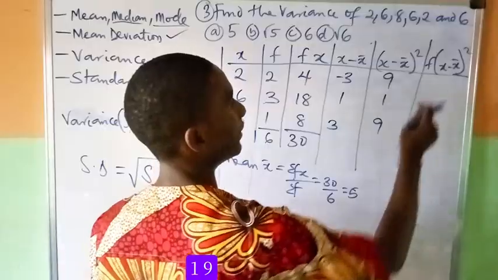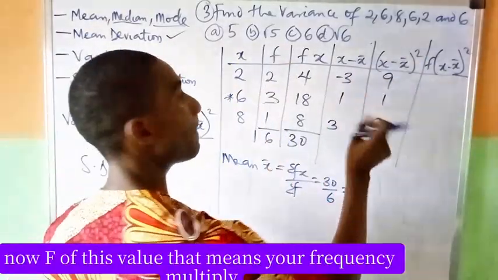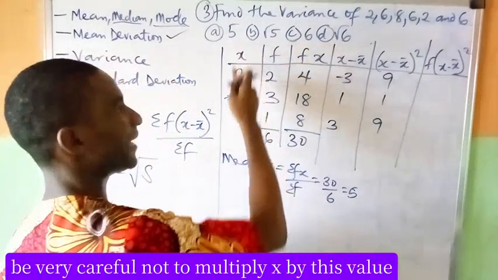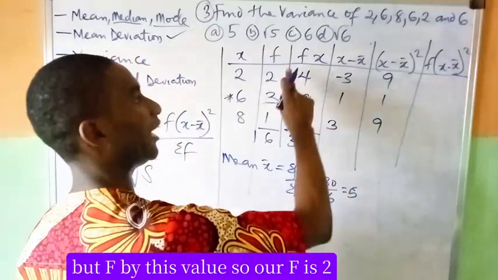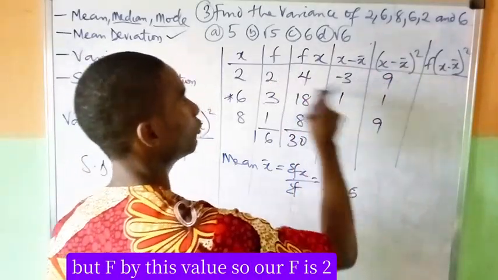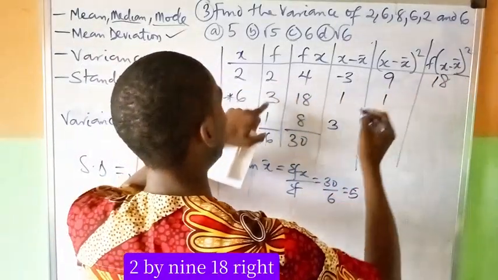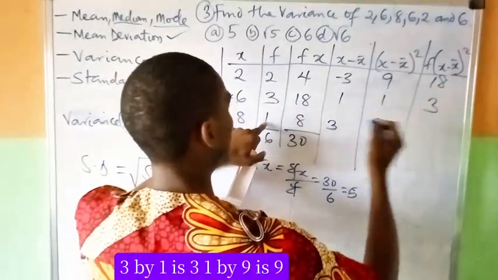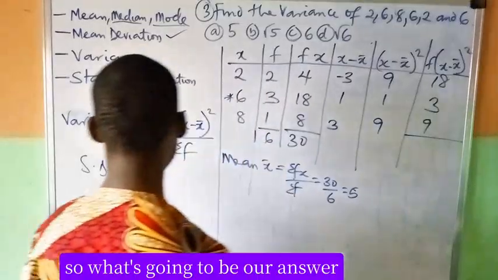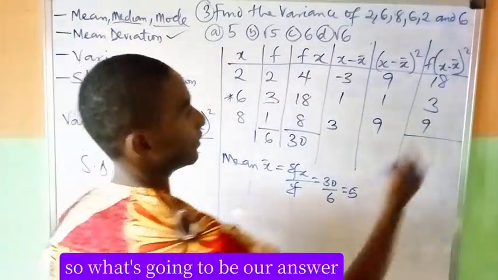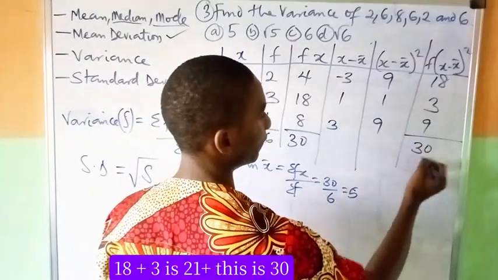1 squared is 1, 3 squared is 9. Now f of this value, that means your frequency multiplied. Be very careful not to multiply x by this value, but f by this value. So our f is 2, 2 by 9 is 18, right? 3 by 1 is 3, 1 by 9 is 9. So what's going to be our answer? 18 plus 3 is 21 plus 9 is 30.